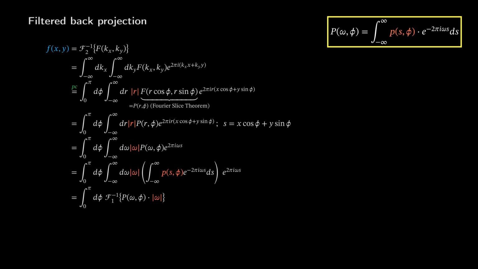Make the Fourier transform of the detector function, multiply it by modulus omega, calculate the inverse Fourier transform of it, and finally integrate over all angles. To complete the whole picture, this multiplication of modulus omega in the frequency domain is nothing else than applying a high-pass filter. To make this expression even more compact, we define a p tilde, which is the filtered back projection.